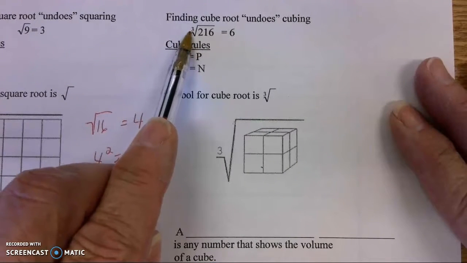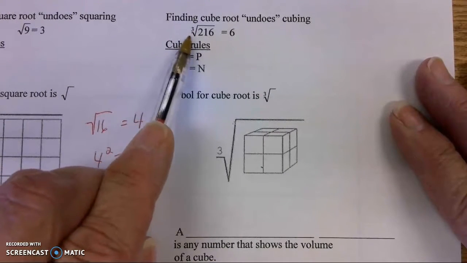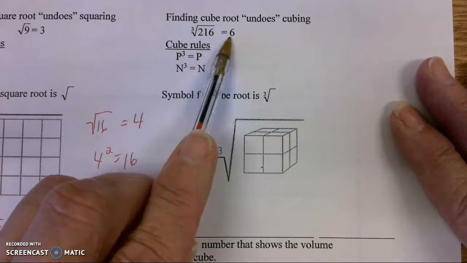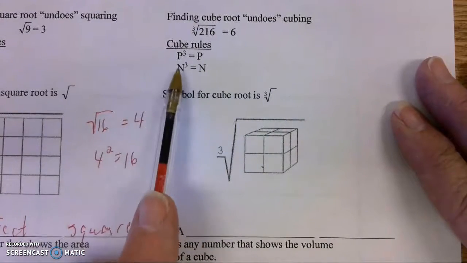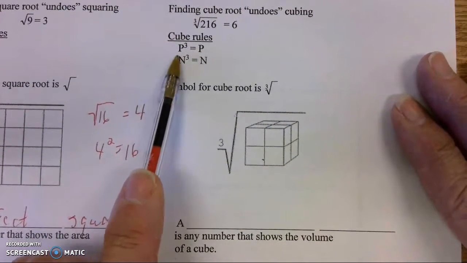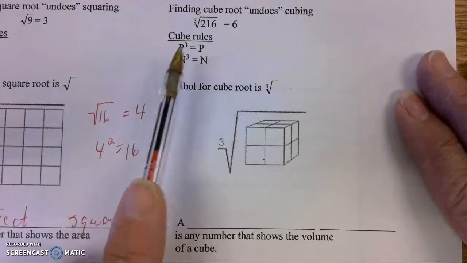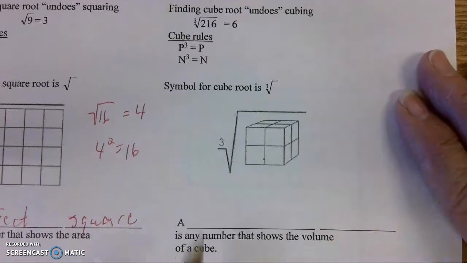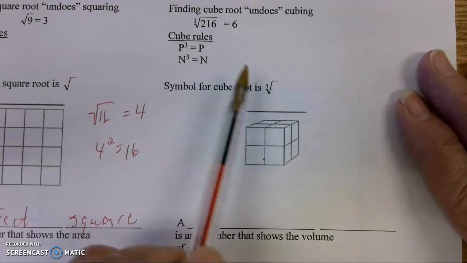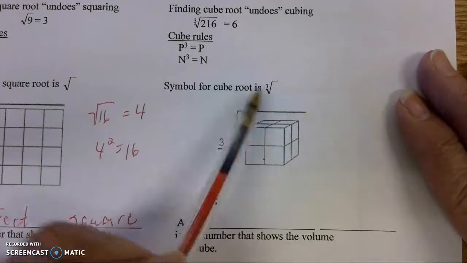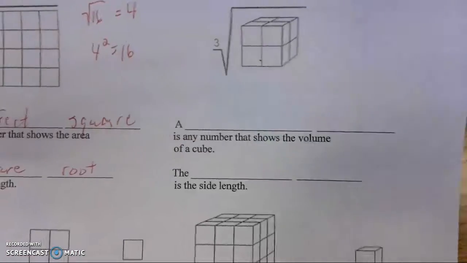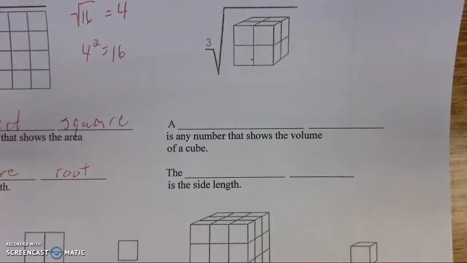Notice there's a little 3 right there in the corner. That tells you that you want the cube root. Well, the cube root of 216 is 6. Again, when I cube a positive number, I get a positive number. When I cube a negative number, I get a negative number. And then the symbol for a cube root is the radical sign with a 3. And there again, notice that the shape is actually a cube.